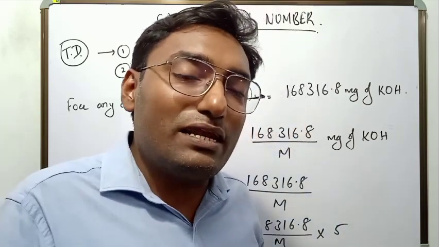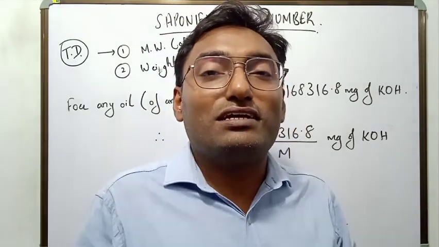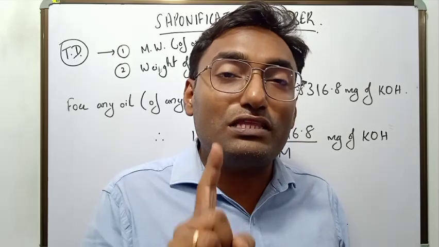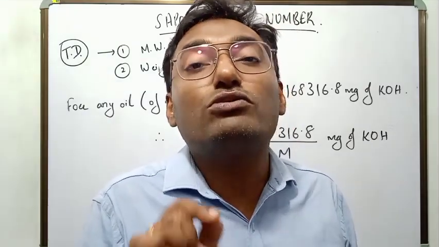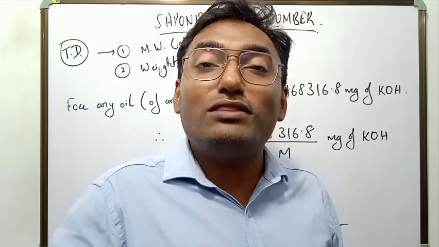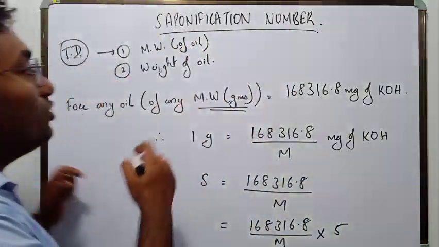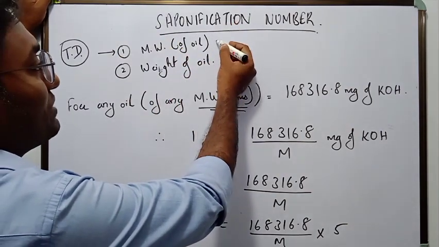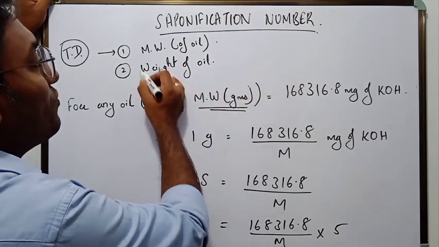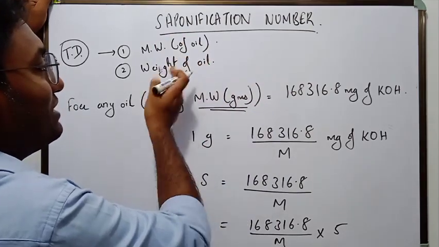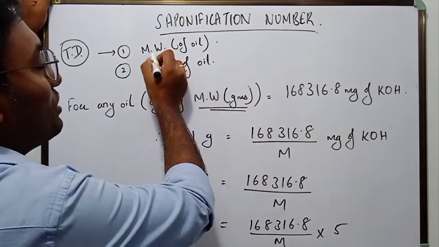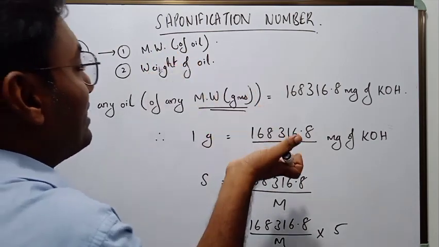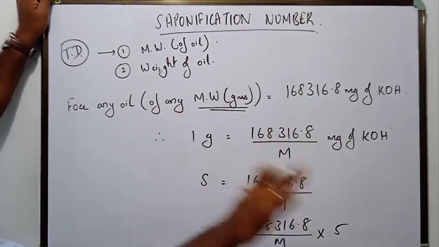Now, you can determine saponification number theoretically. That is, there is no need to go for any practical. But for theoretical determination, you need to know about the oil. By knowing the oil, what I mean to say is you should know the molecular weight of the oil. You should also know the weight of oil in your hand. For this, you should know the molecular formula of the oil and the weight of oil in your hand. You can calculate it theoretically without doing any experiment.